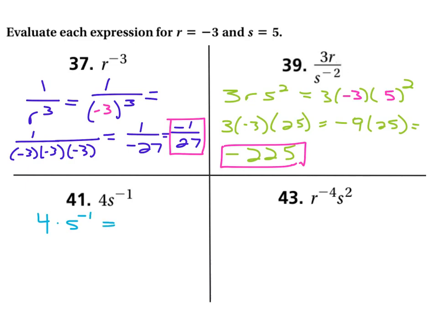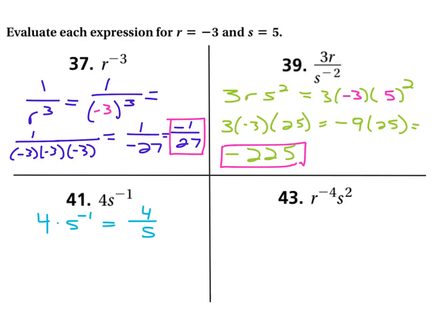And what does that mean? Well, s to the negative 1 means you jump that s to the bottom. The 4 does not jump. It's not got that exponent of negative 1 on it. The s jumps to the bottom as s to the first power. And typically we don't write it to the first power, although we know technically that it is to the first power. We consider that to be invisible and we don't need to show it. Okay, so we have 4 over s.